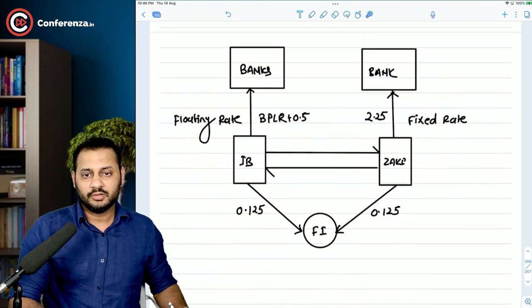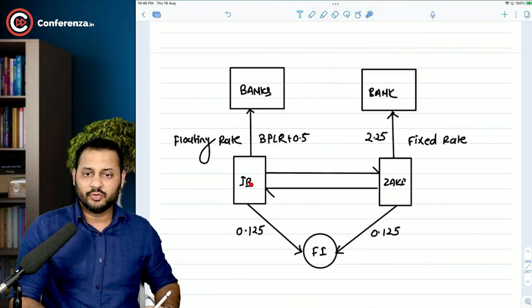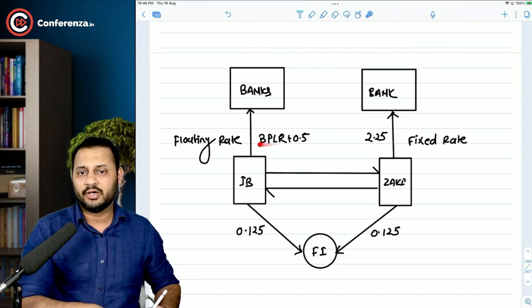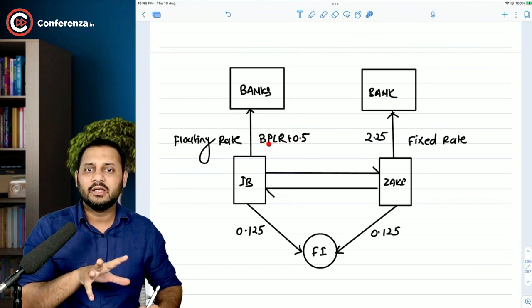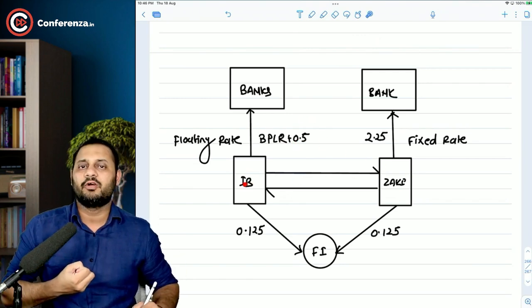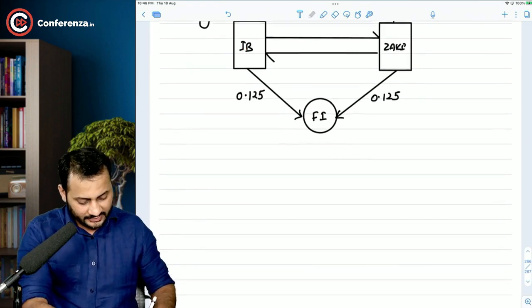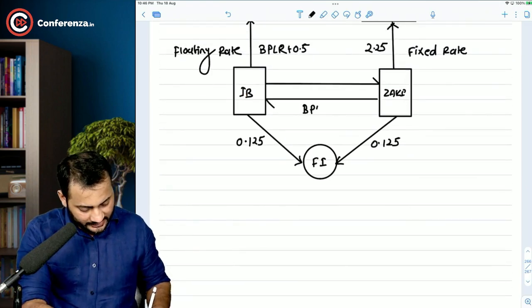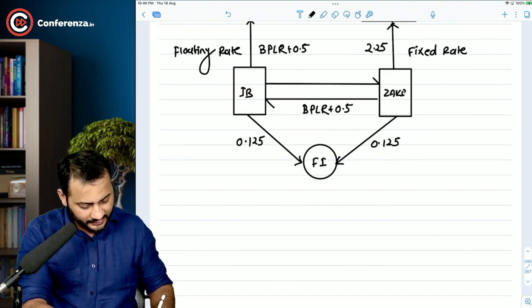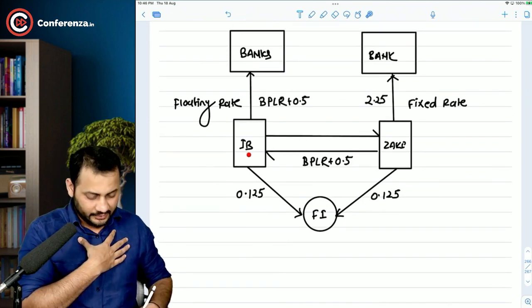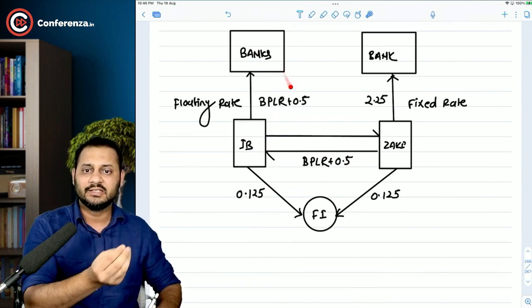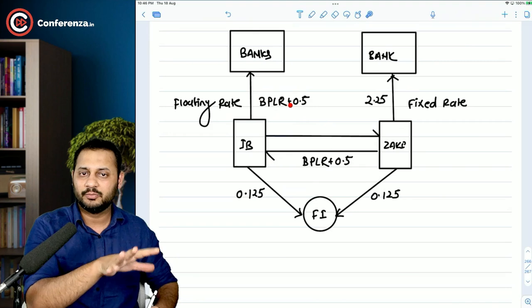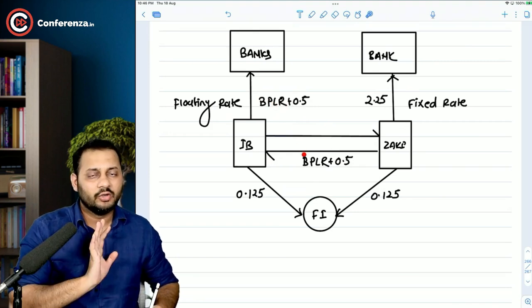If you look from IB's point of view, IB has paid BPLR plus 0.5 to the bank. He doesn't want floating, so the entire BPLR plus 0.5 will be received back from Zaki. So let's receive it back. This is very easy to find out. This is the first step. Now from IB's point of view, he paid this much and received it back, which means the BPLR position is now over.